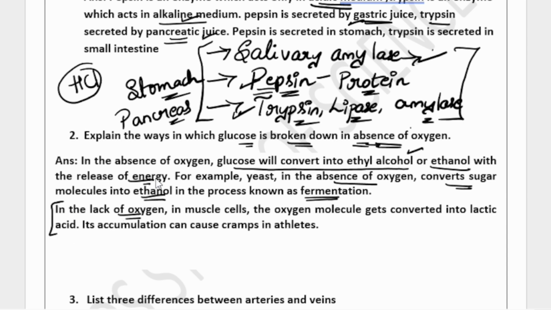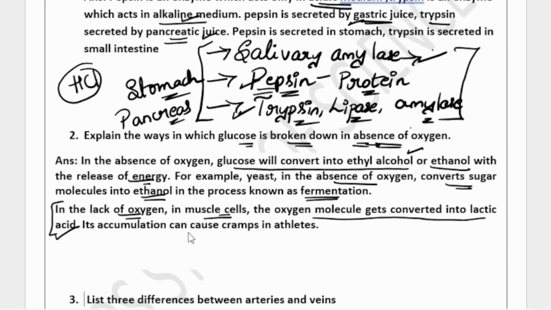We spoke about the first case, yeast, the complete absence of oxygen. In the second case, we are talking about the lack of oxygen, that means insufficient oxygen. This kind of respiration usually takes place in the muscle cells. Here the glucose gets converted into lactic acid. So breakdown of glucose takes place in the lack of oxygen, and as a result lactic acid is formed in the muscle cell.